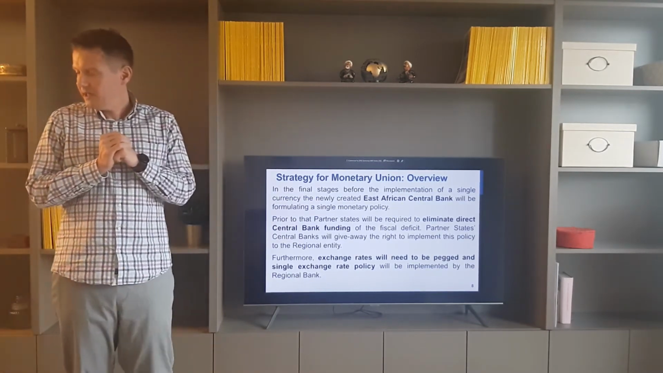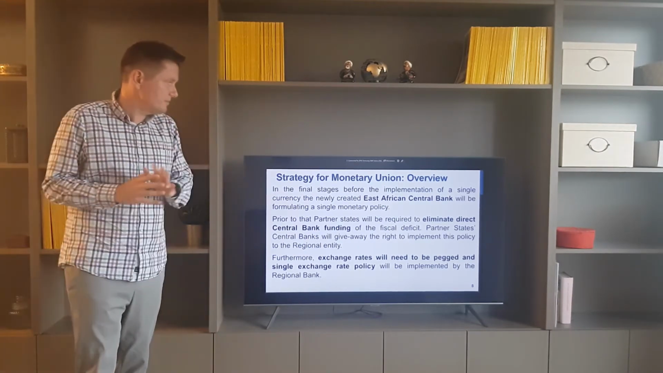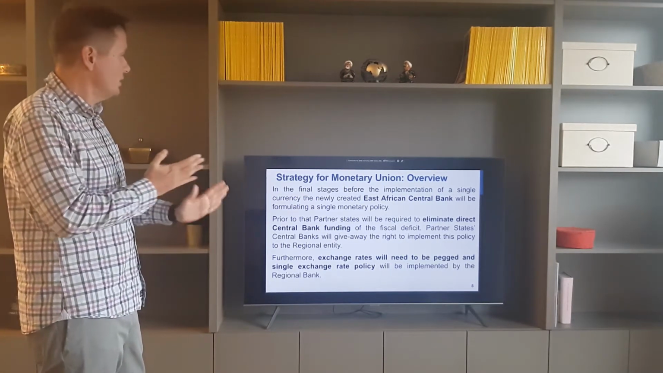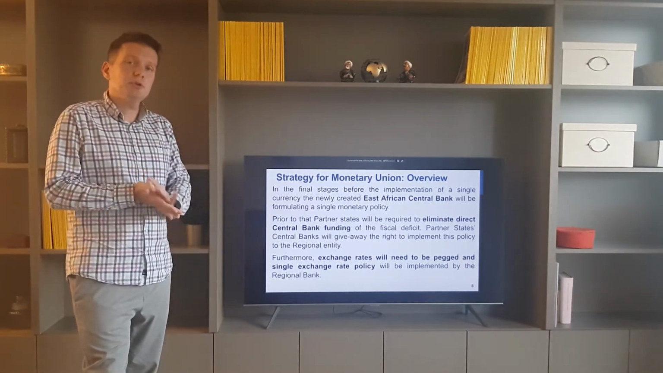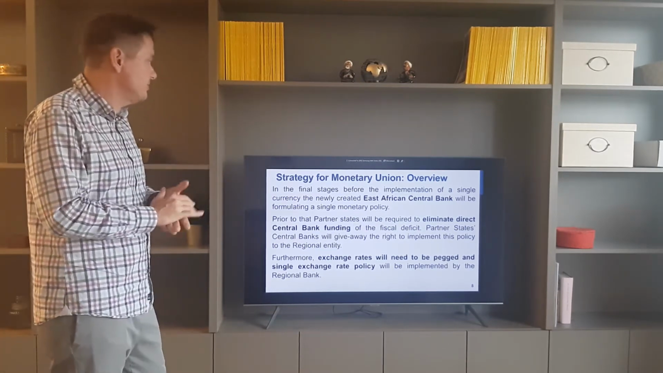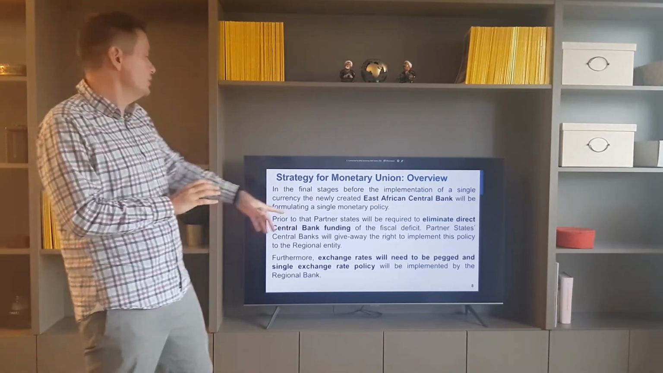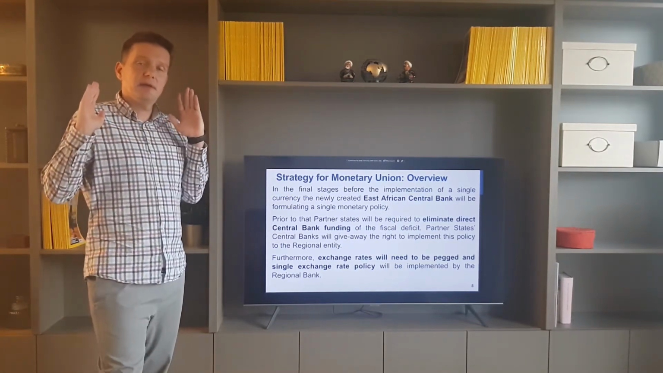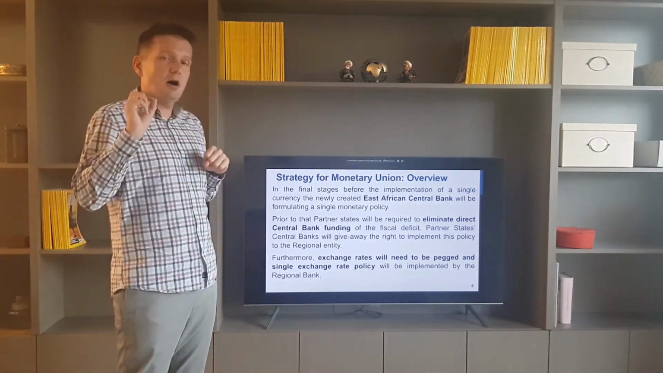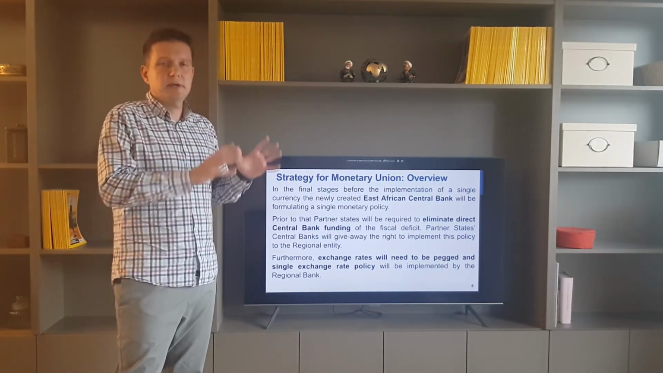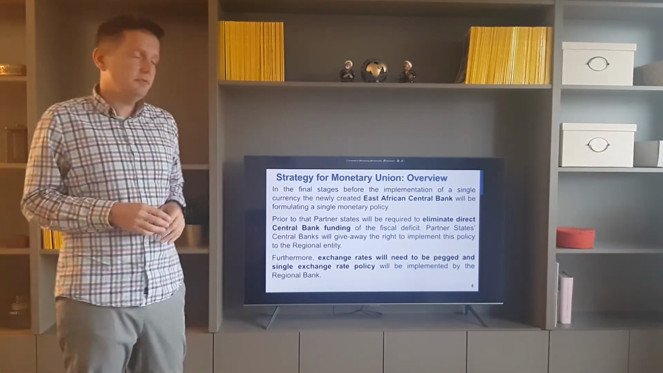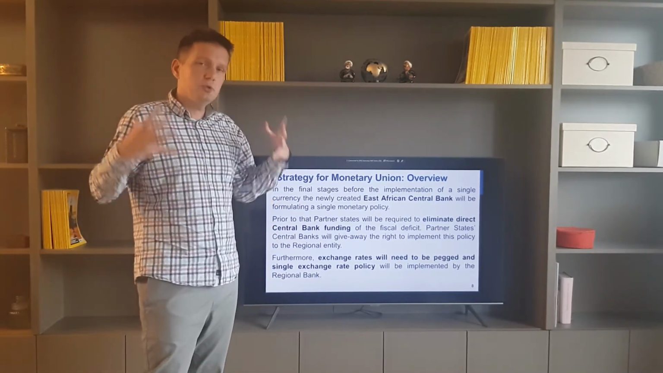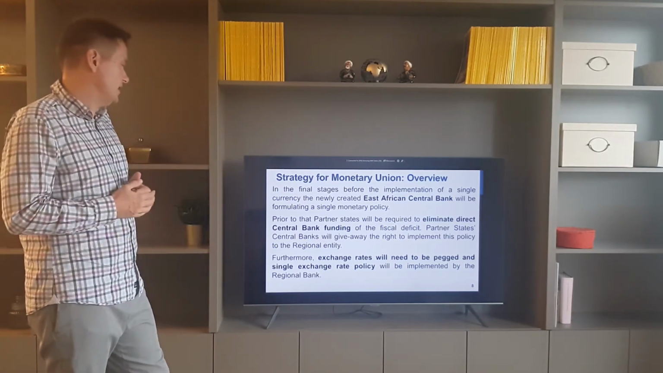All right. So, more or less finalizing on the monetary union, I just would like to say what is the strategy outlined in the monetary union protocol further. In the final stages before the implementation of the single currency, the newly created East African Central Bank will be formulating a single monetary policy. And so the current central banks of partner states, the Central Bank of South Sudan, of Kenya, of Uganda, will no longer be formulating their monetary policy. And there will be a new institution based, and it will take over this really important role.